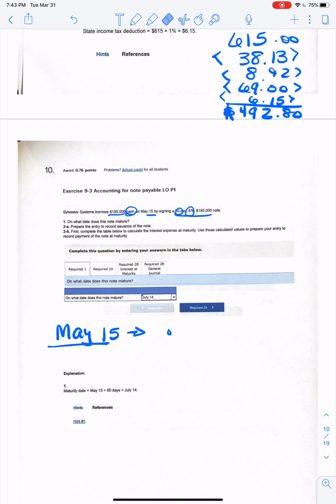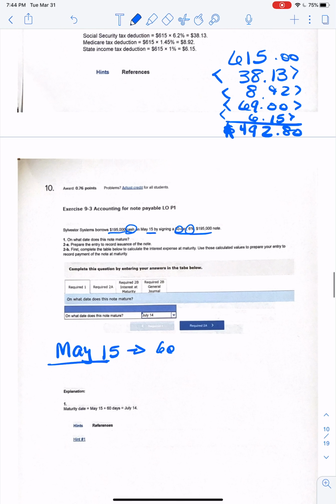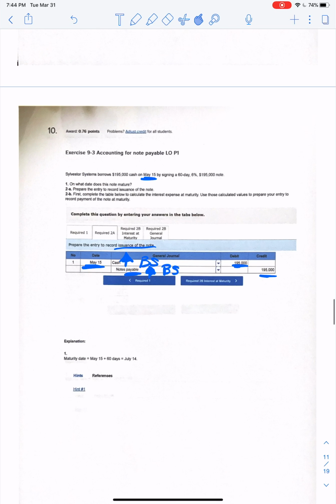What I suggest you do, especially since this is online, is pull up a calendar and just look and count down 60 days. Right? Each week is 7 days. Find the 15th and just go down until you hit July the 14th. And what you'll see is that 60 days after May 15th is indeed July the 14th. And so that's all there is to question number 1, we're just trying to figure out when this thing matures.